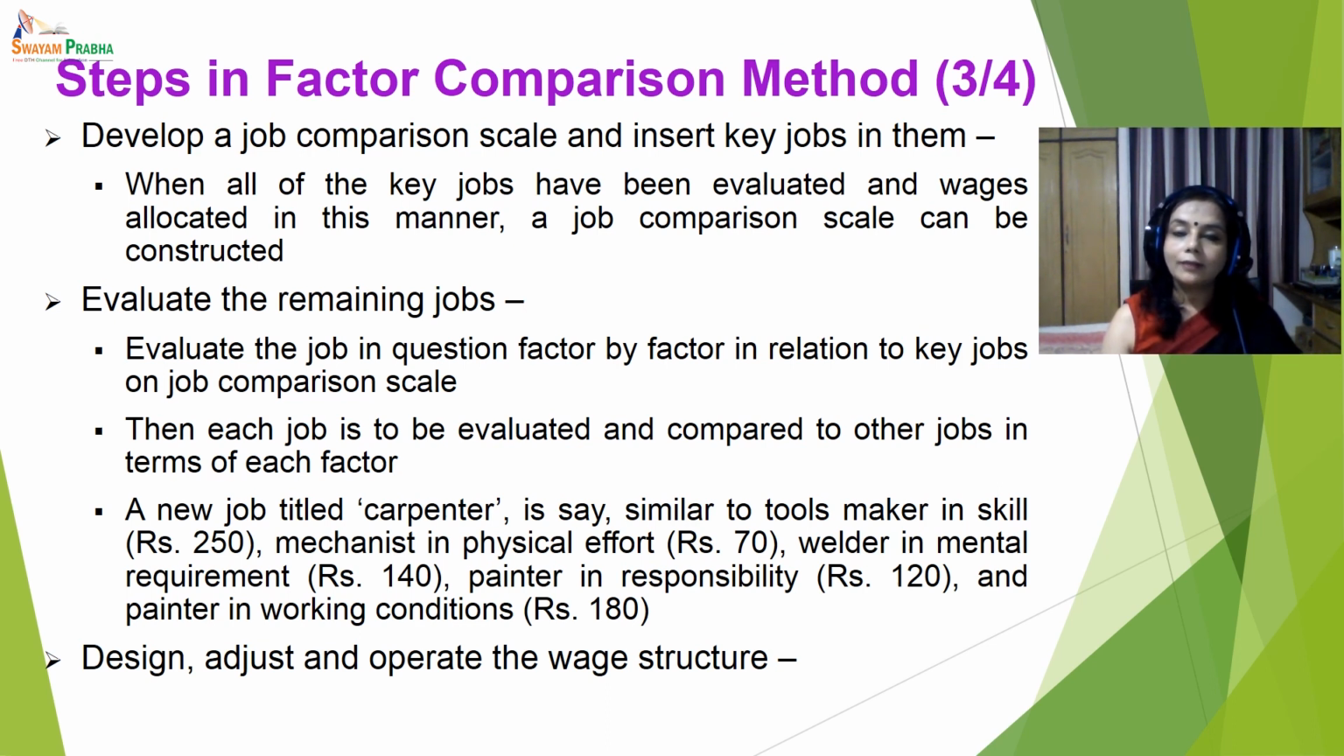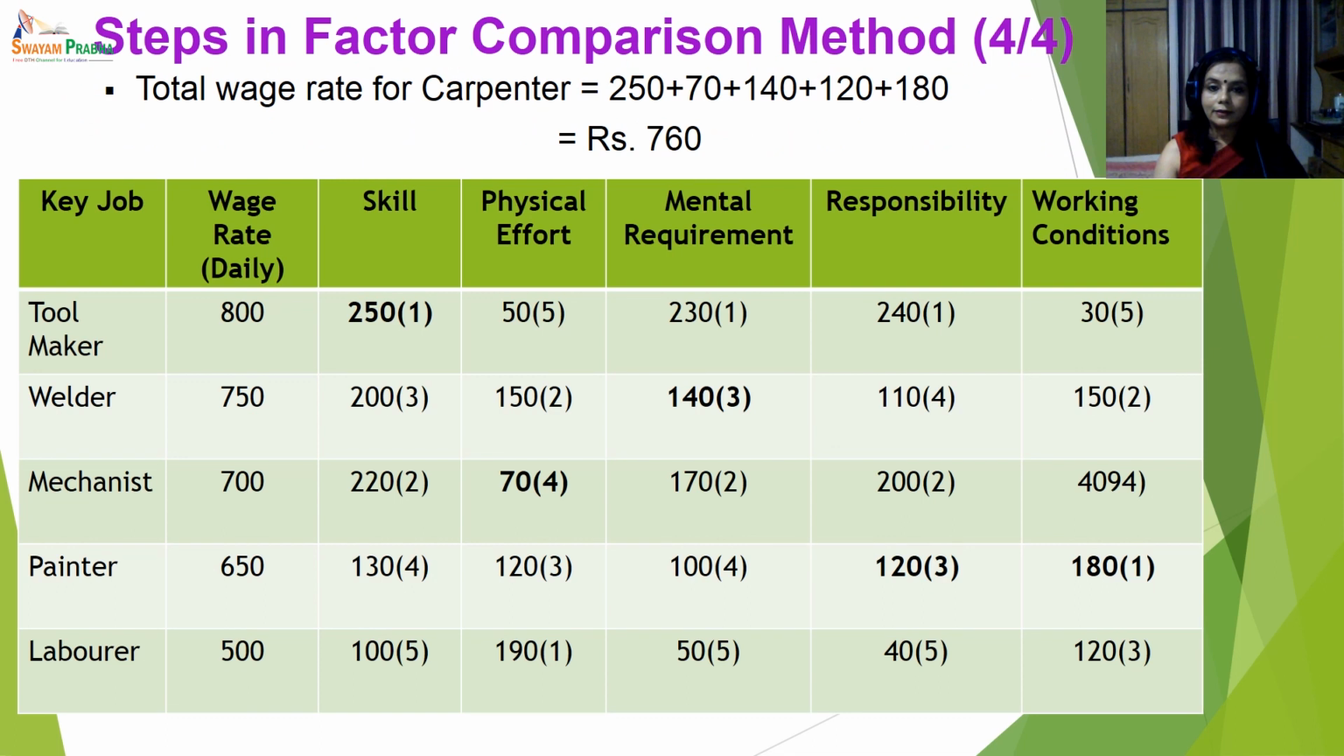A new job titled carpenter, for example, is similar to toolmaker in skill, mechanist in physical effort, welder in mental requirement, painter in responsibility, and painter in working condition. Design, adjust, operate the wage structure. So with this table, you can understand the whole of the factor comparison method.